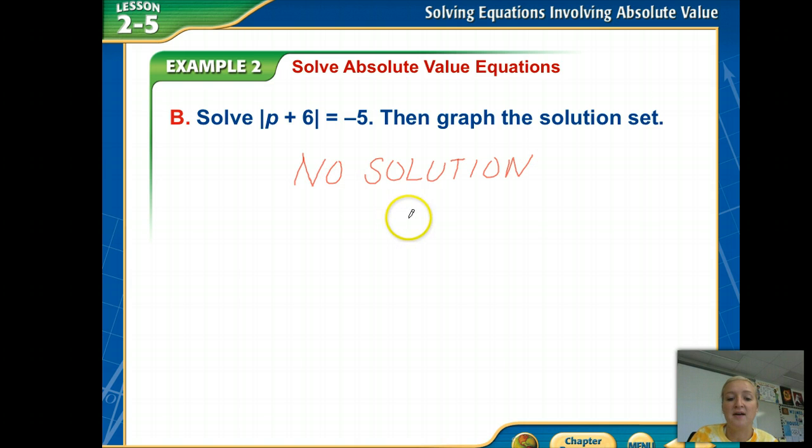Okay? In the back of the book, it's going to look like that, also known as an empty set. There's no possible way that an absolute value would ever equal a negative 5. So keep that in mind when you're going through the assignment and going through the problems. If you see any of them that are set equal to a negative, right away it should be a red flag that there's no solution.